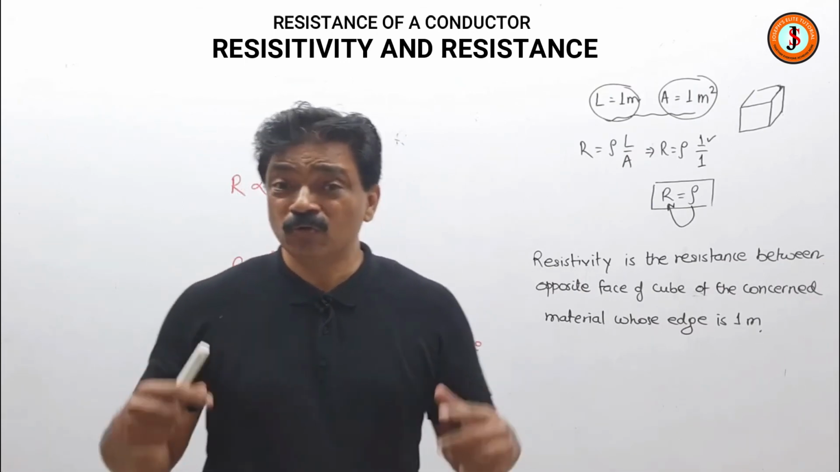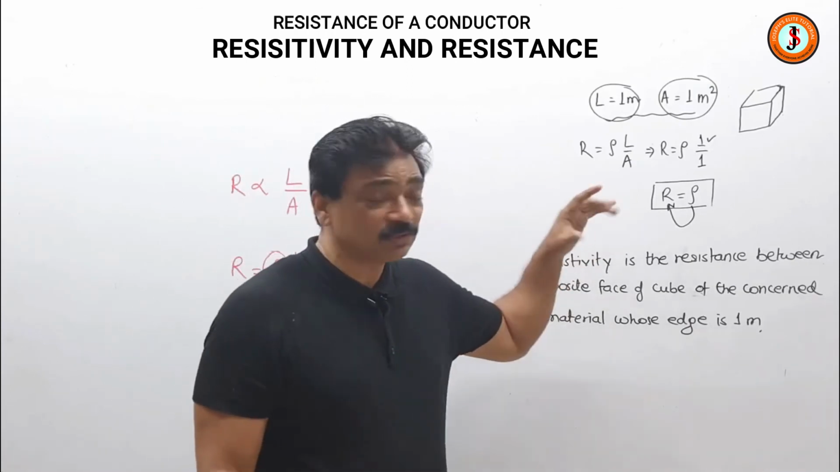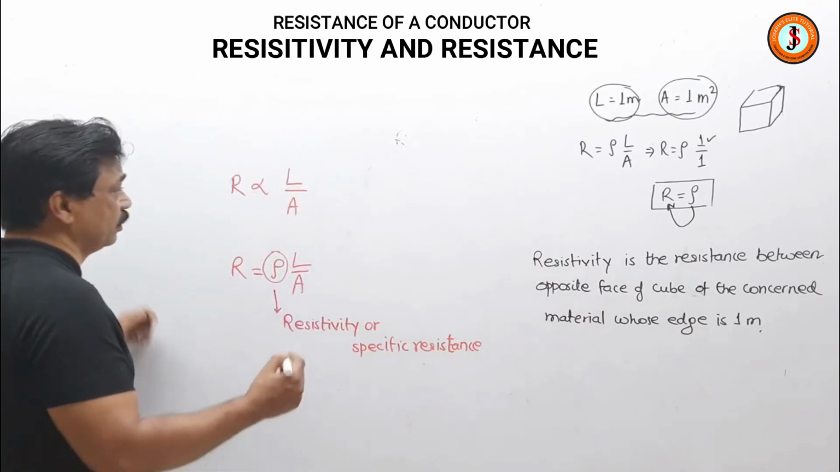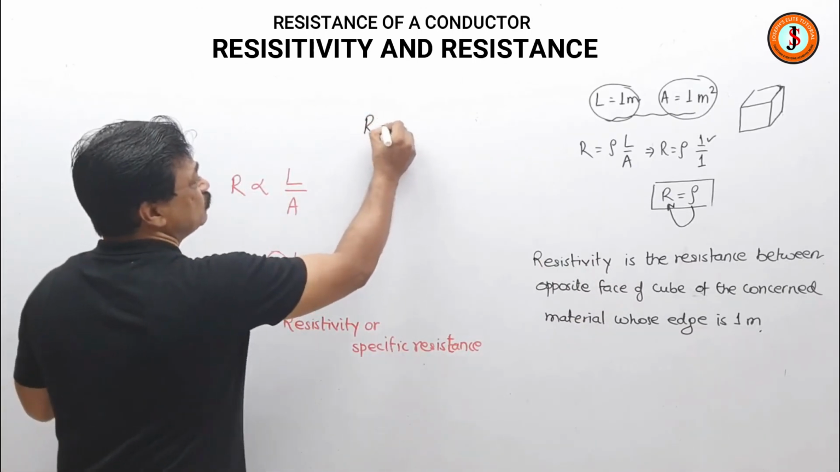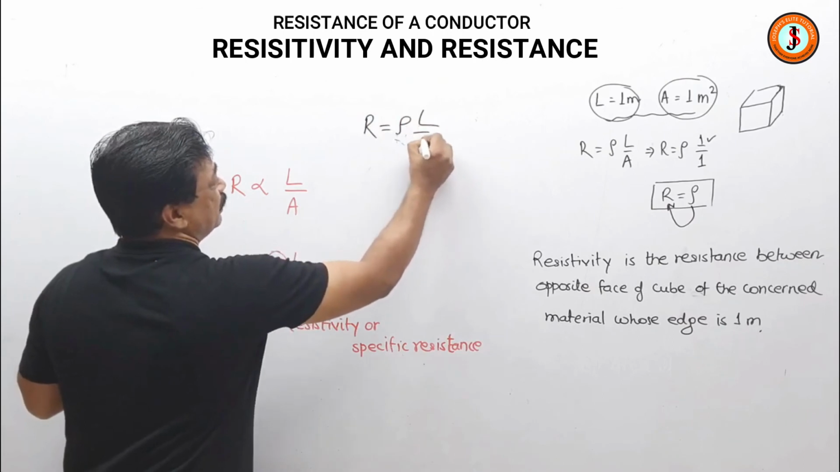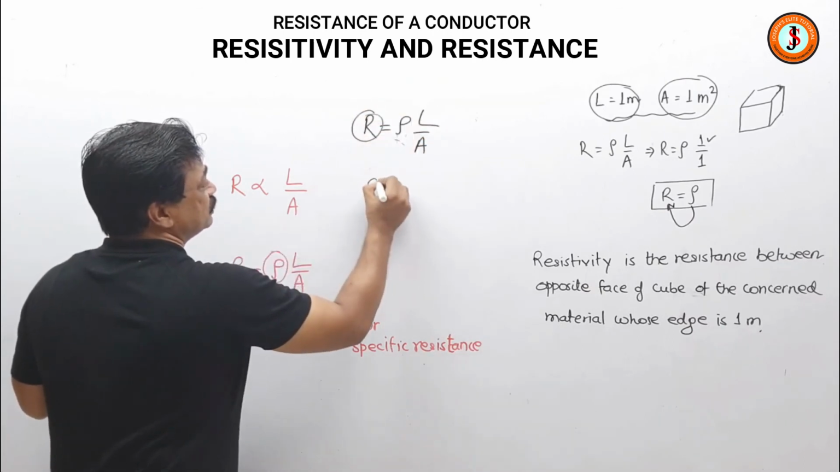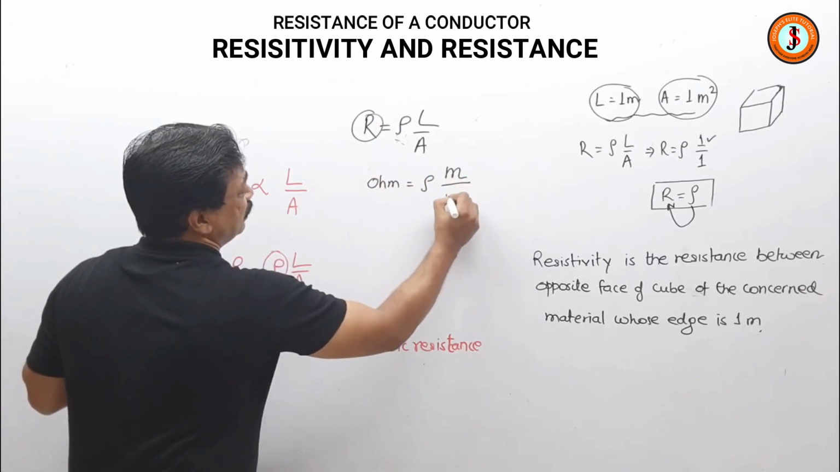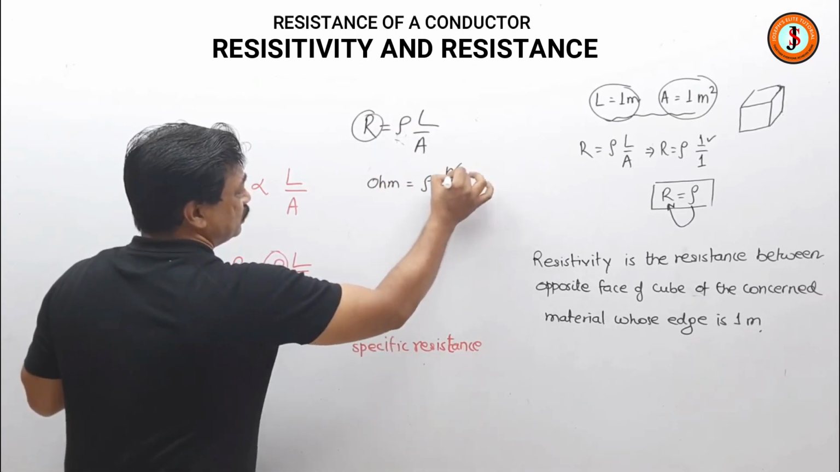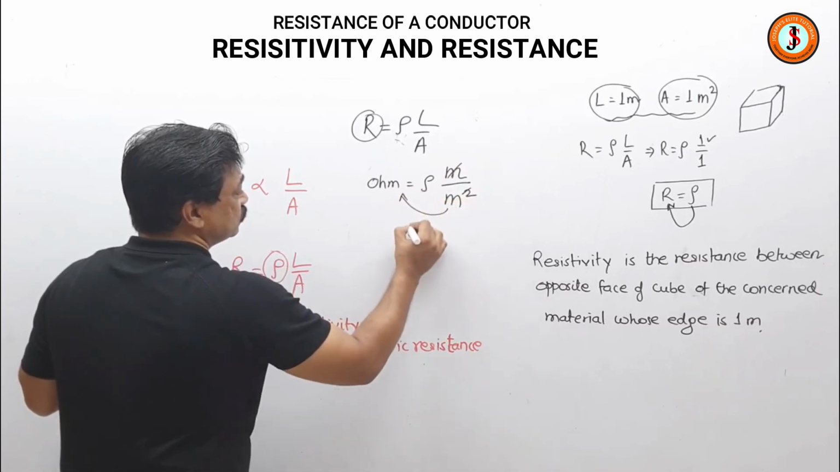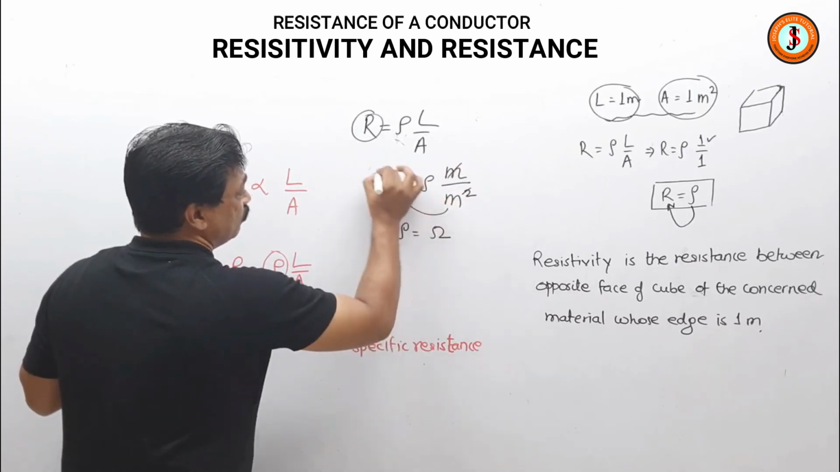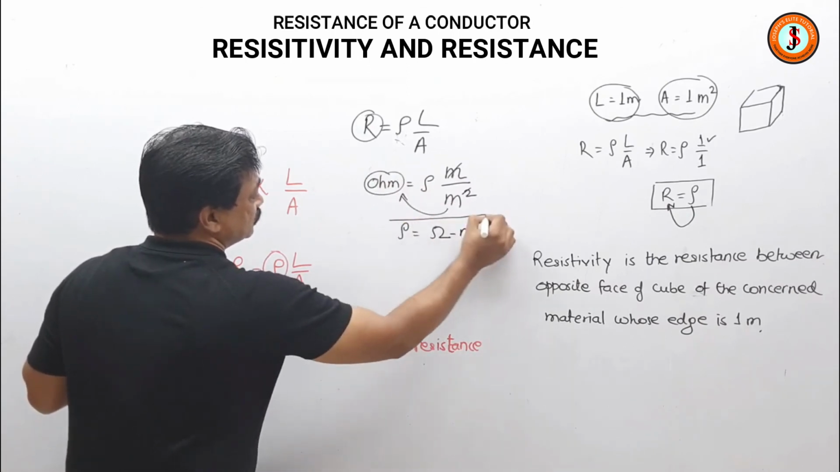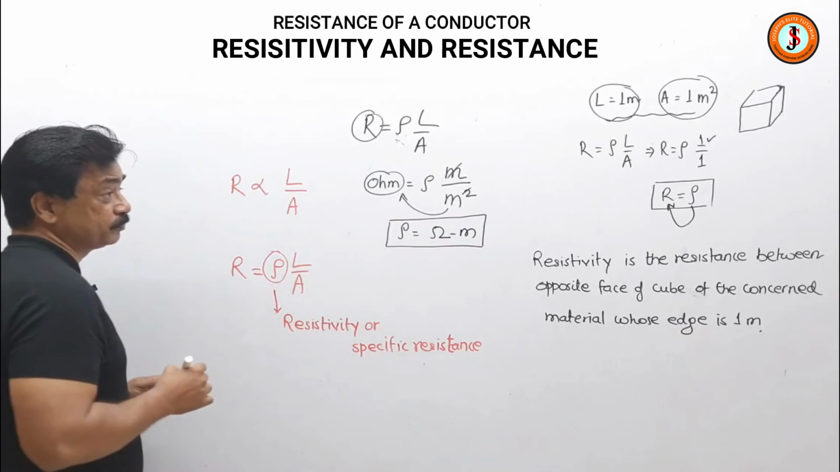Now why am I saying ohm meter? Because the resistivity unit is ohm meter. How did I get this? I got this with the formula R is equal to rho L by A. Now the unit of resistance is ohm, which is equal to rho, the unit of length is meter and area is meter square. So meter cancels out, this goes to this side, so rho is equal to ohm times meter. So the unit of resistivity is ohm meter.